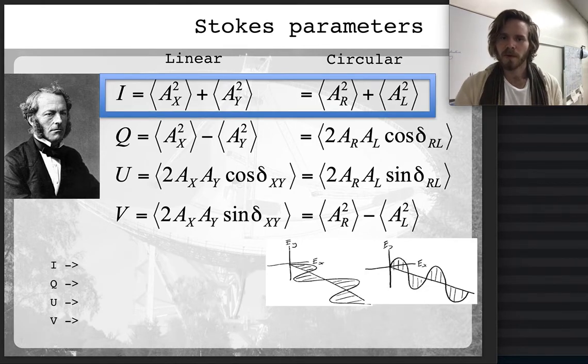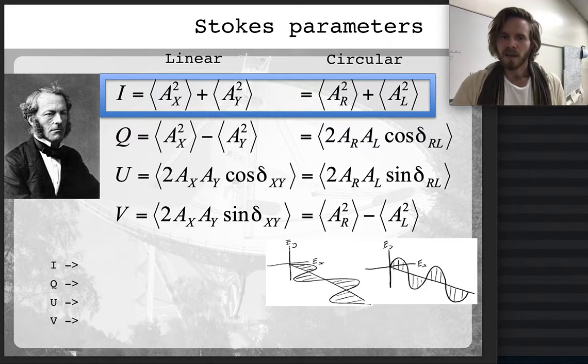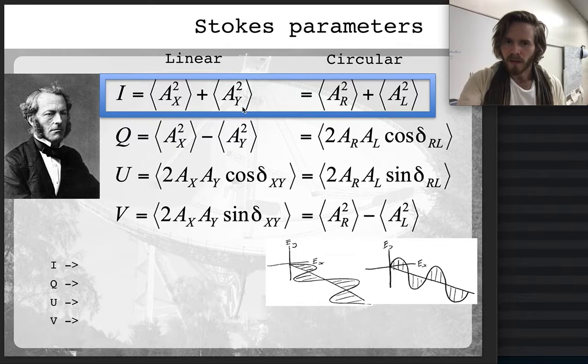The first Stokes parameter is the total intensity. What we have here on the left is these 4 Stokes parameters. There's only 4.